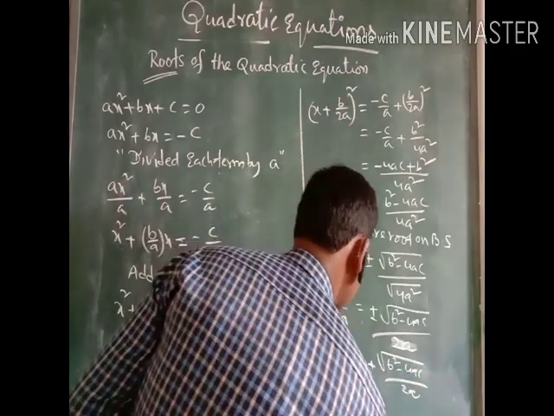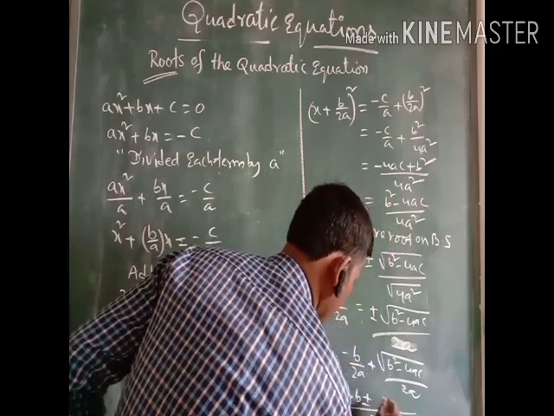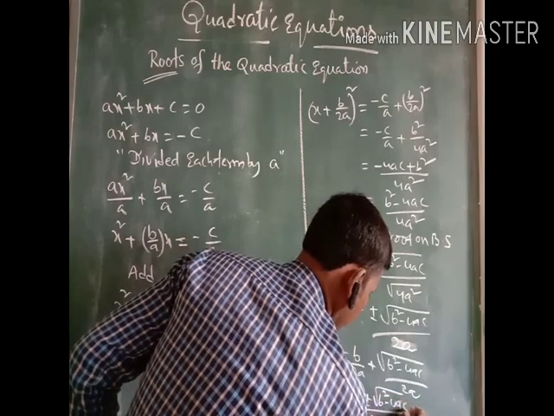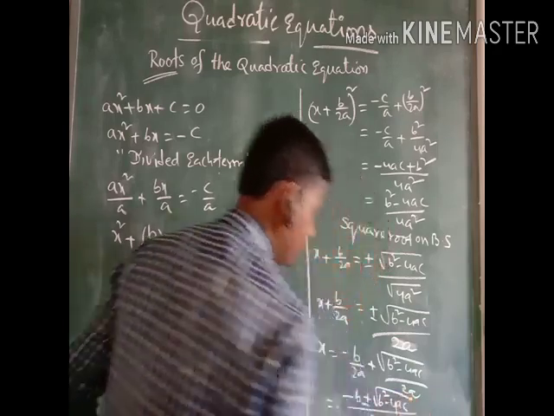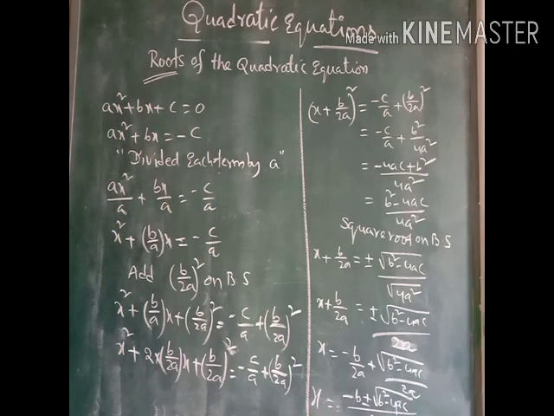Now what is the common LCM? 2a is common: minus b plus or minus square root of b² minus 4ac. This is the solution of the quadratic equation. Do you understand, children? So look at the board and then note it down.